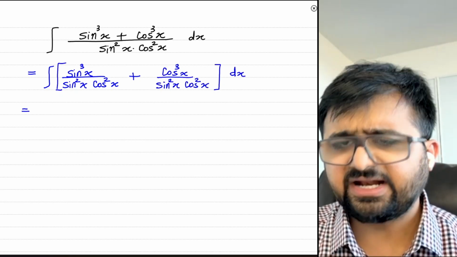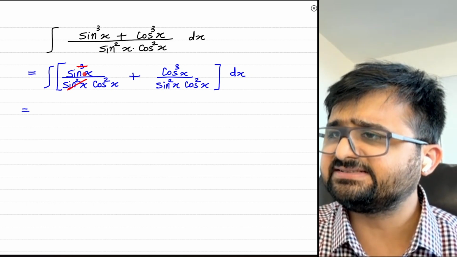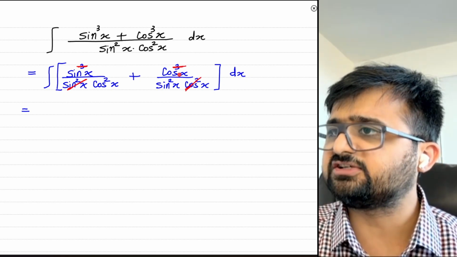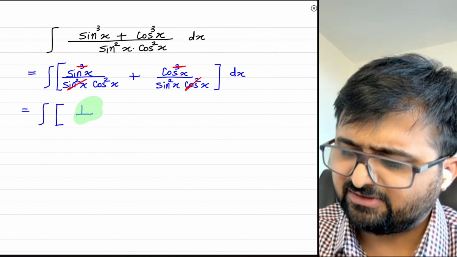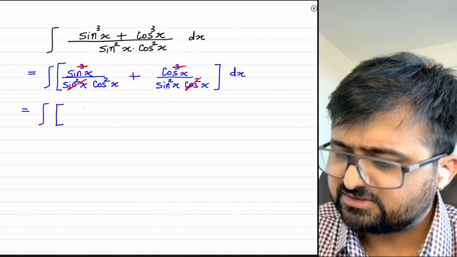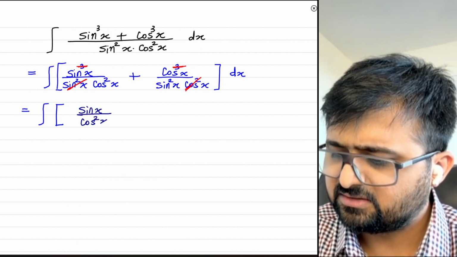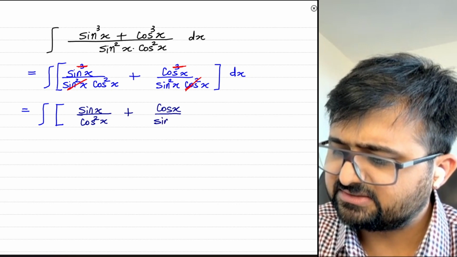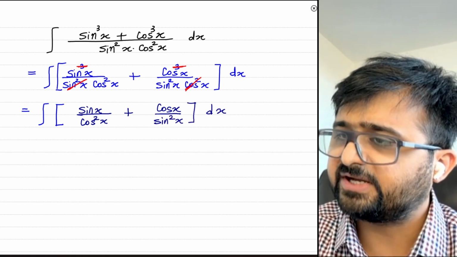Before proceeding further, I can do some cancellations. I can cancel sin square x and I'll be left with sin x in the numerator. I can cancel cos square x in the numerator and denominator, so I'll be left with cos x in the numerator. Basically, my integral will then look like sin x divided by cos square x, plus cos x divided by sin square x, with respect to x.